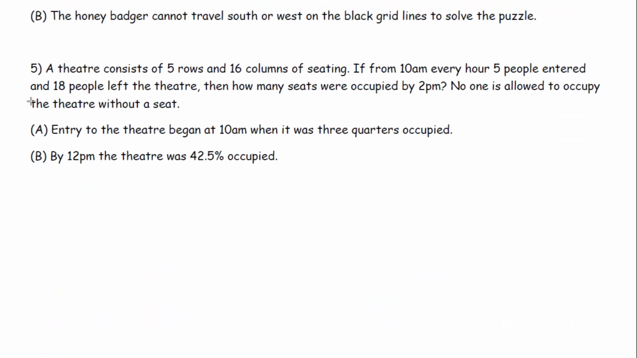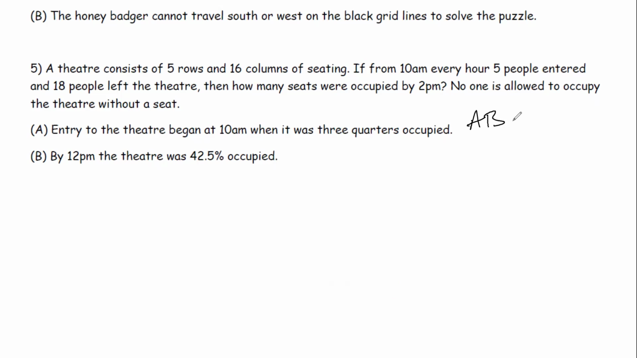A theater consists of 5 rows and 16 columns of seating. If from 10 a.m. every hour, 5 people entered and 18 people left the theater, then how many seats were occupied by 2 p.m.? No one is allowed to occupy the theater without a seat. So you cannot just enter the theater and stand out there. That's not counted, right? So you have to occupy one of those seats available in the 5 rows and 16 columns. So we have to find out at 2 p.m. how many seats were occupied.